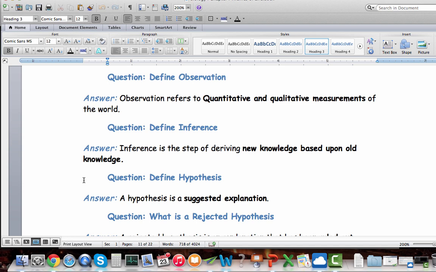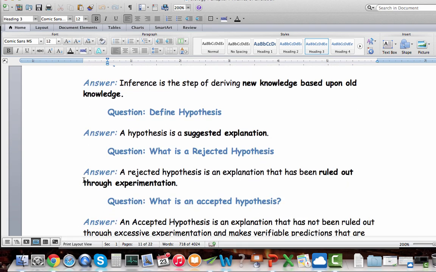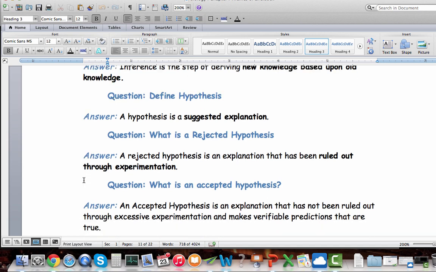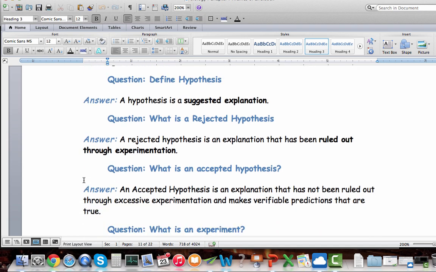Question. Define observation. Answer. Observation refers to quantitative and qualitative measurements of the world. Question. Define inference. Answer. Inference is the step of deriving new knowledge based upon old knowledge. Question. Define hypothesis. Answer. A hypothesis is a suggested explanation.